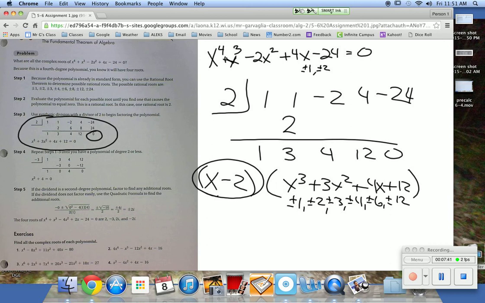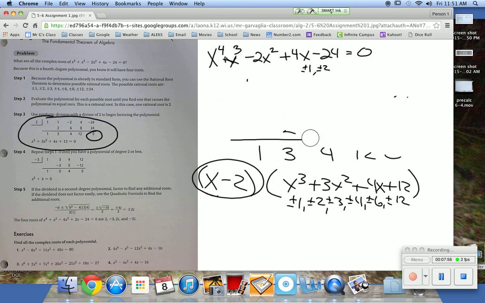I would do the same kind of synthetic division on it again to figure out which one is a root. So I'd go back and do my synthetic division again. Let's come up here and try that. This is how you factor out large polynomials. All right? So let's try 1.